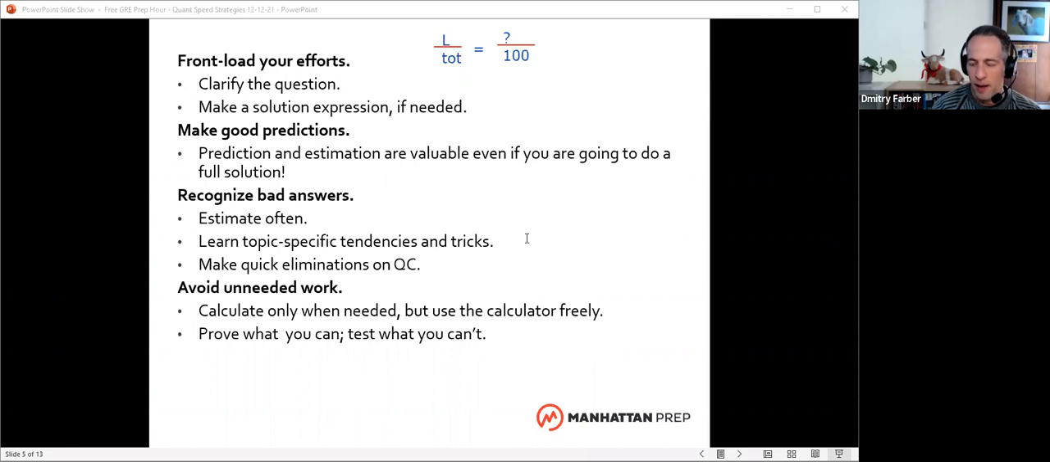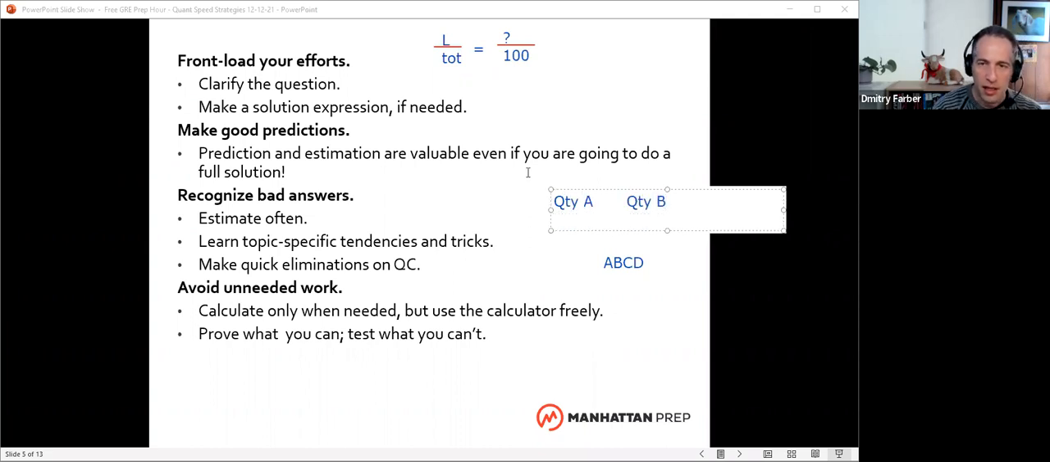For instance, if we know our quantitative comparison answers, we know they go A, B, C, D. Are these familiar? Right? You're going to have two quantities, quantity A and quantity B, and you're basically saying, is quantity A always bigger? That's A. Is quantity B always bigger? That's B. Are they always equal? That's C. Or can it vary?